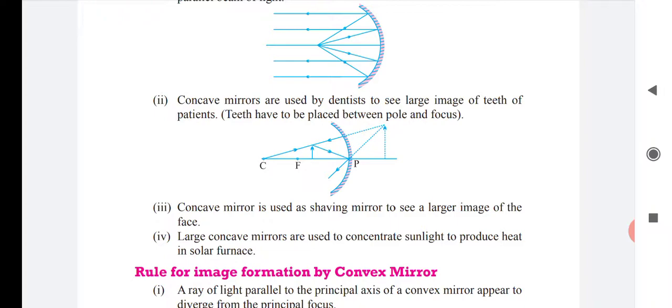Okay, next, concave mirror is used as shaving mirrors. So why will they use it as shaving mirrors?